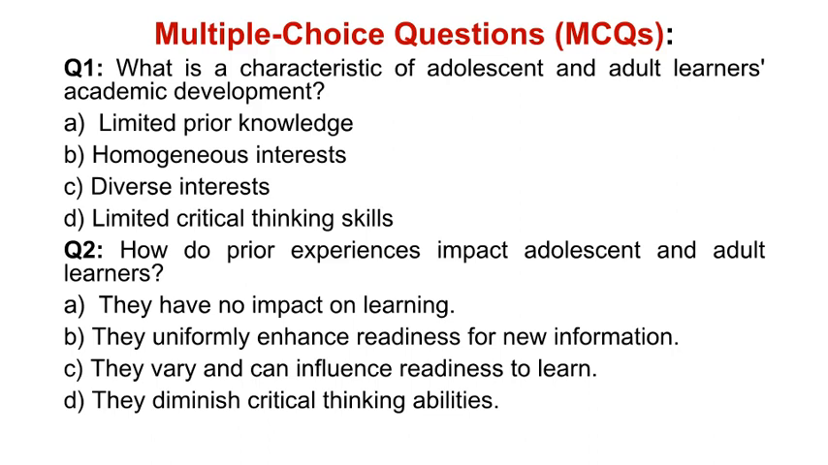Diverse interests. Question 2 is, how do prior experiences impact adolescent and adult learners? A. They have no impact on learning. B. They uniformly enhance readiness for new information. C. They vary and can influence readiness to learn. D. They diminish critical thinking abilities. Correct answer is C. They vary and can influence readiness to learn.